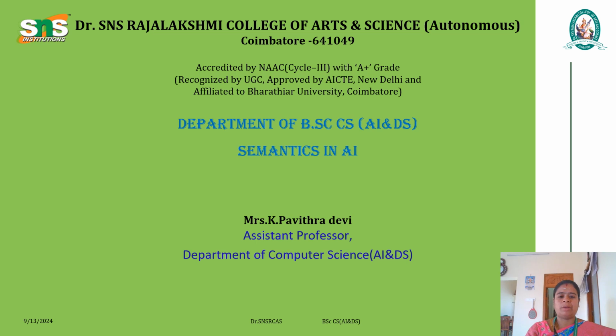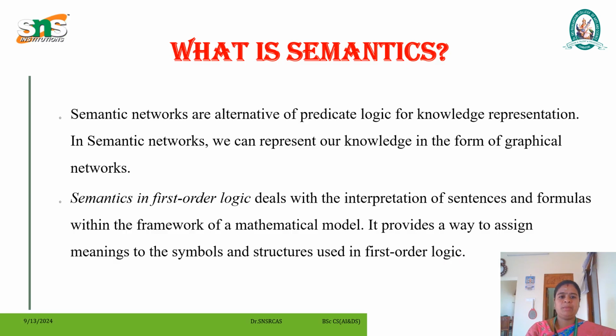Now I am going to take the class about semantics in first order logic in artificial intelligence. First, what is a semantic network? It is an alternative to predicate logic for knowledge representation. In a semantic network, we can represent our knowledge in the form of graphical networks. The network consists of nodes representing the objects and arcs which describe the relationship between those objects. A semantic network can categorize objects in different forms and can also link those objects. Semantic networks are easy to understand and can be easily extended.